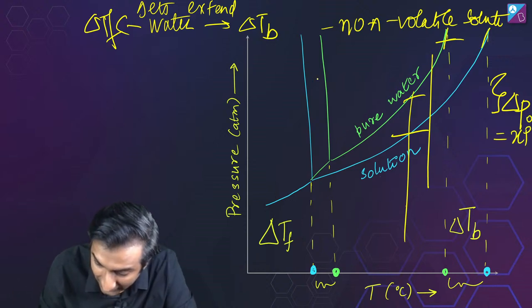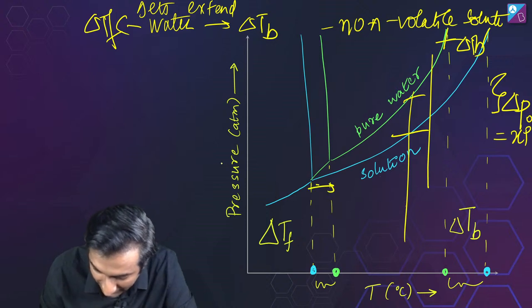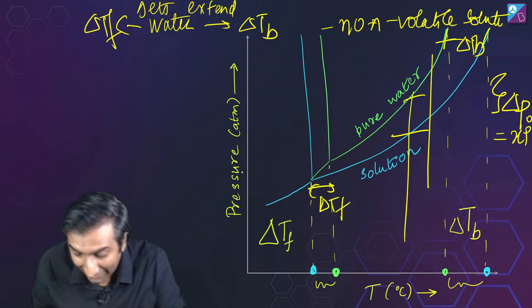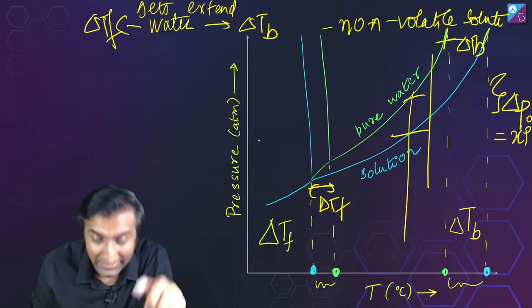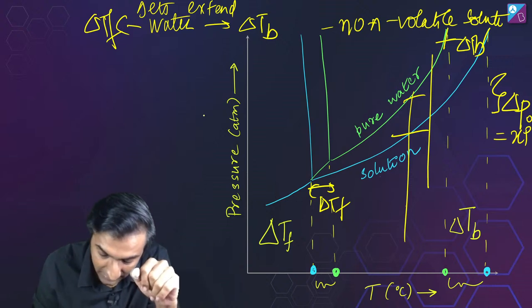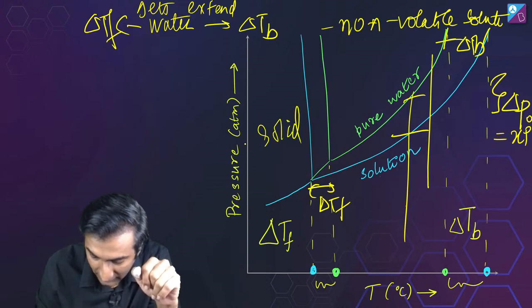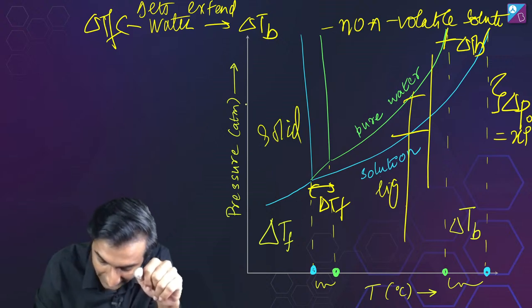This right here is delta TB. This right here is delta TF. Dekho, everything in just one equation. What is this line? What is that line? NCERT mein dekh lena. Theek hai? Here you've got solid. Here you've got liquid. Here you've got gas.